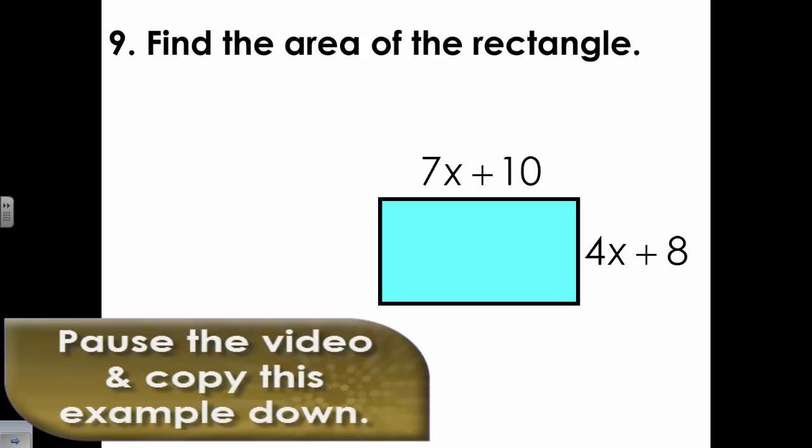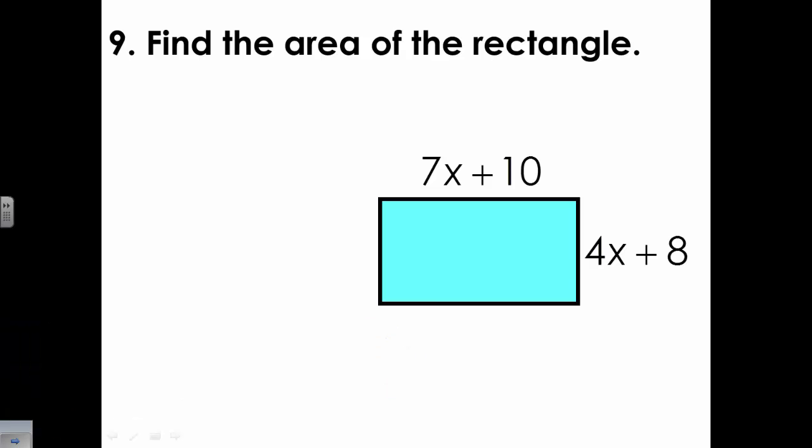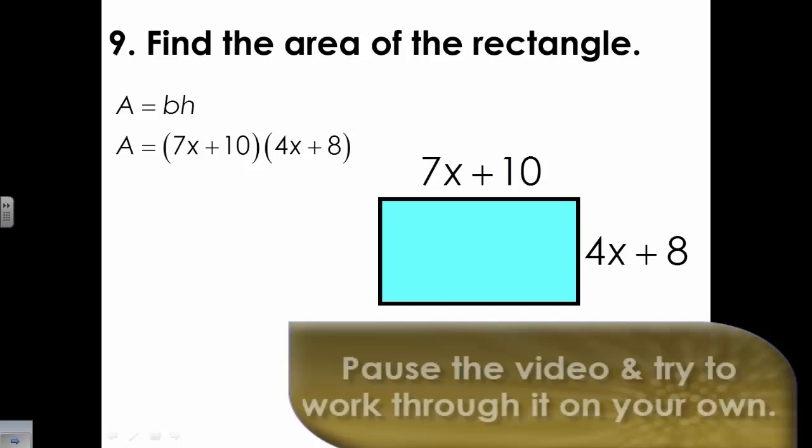Copy down this example. To find the area of the rectangle, we're going to multiply the base times the height. You're going to have to distribute that 7x twice, and you're going to have to multiply that 10 by distributing it twice. Pause the video and see if you can find the answer before I reveal it.